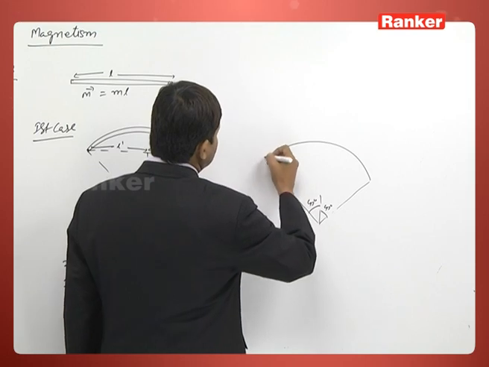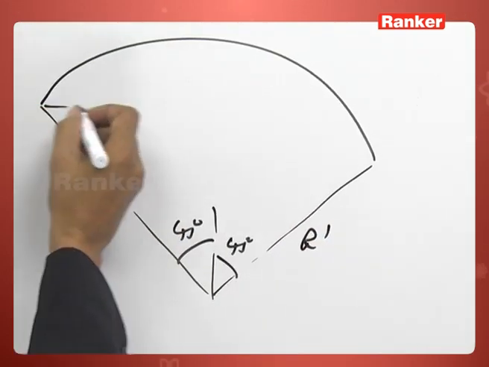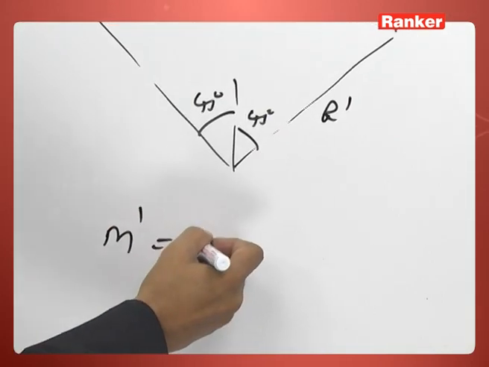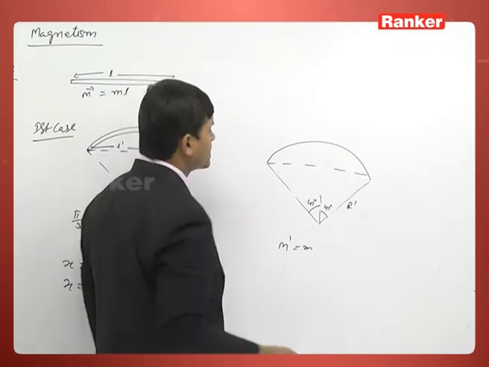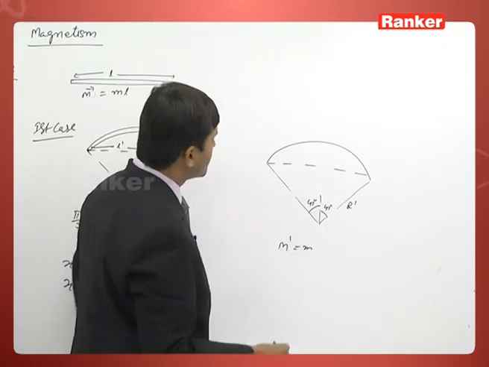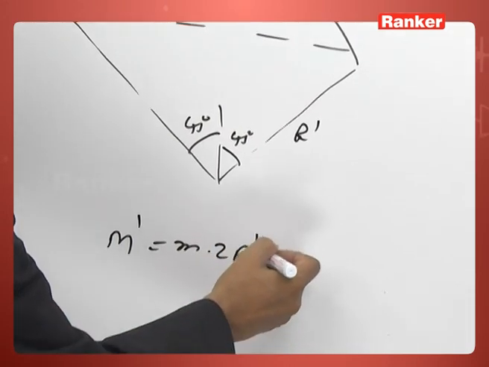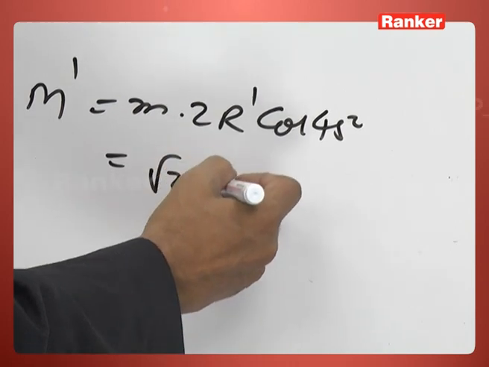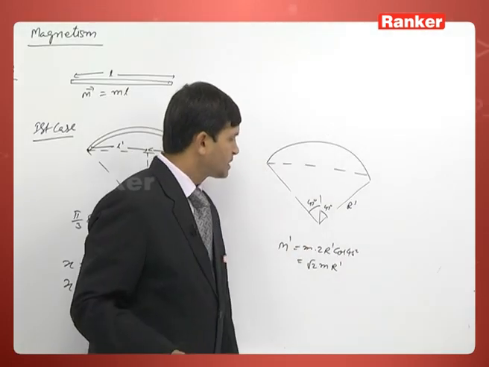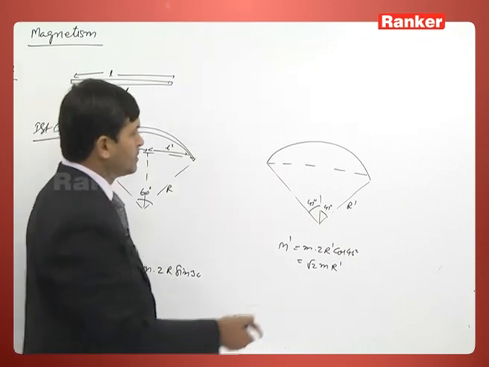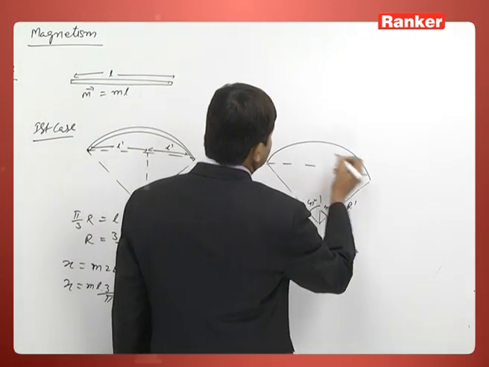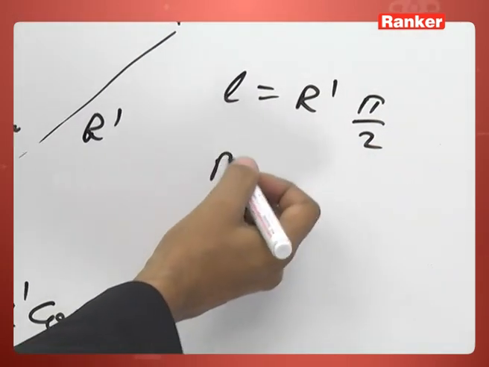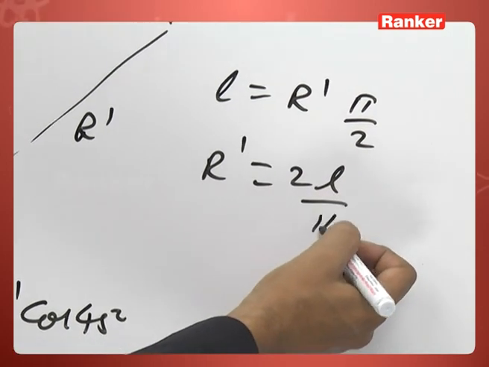So the radius now changes. Let the new radius be r dash. The new magnetic moment m dash is m times r dash cos 45 and r dash cos 45, that is, 2 r dash cos 45, so root 2 m r dash. Now we will find the r dash value. The total angle is pi by 2, so L is equal to r dash into pi by 2. So r dash is 2L by pi.